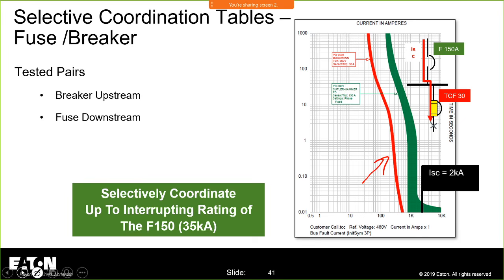I love my F-150. I want to keep the F-150. I know it fits in that panel board. If I increase the size of the F-150 to a 400 amp, it may not fit into my panel board anymore. I have to change the panel. It may not protect the conductors. I've got to increase the conductor size.